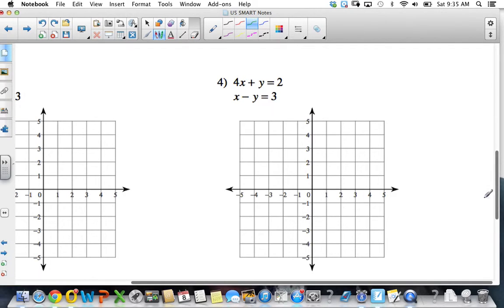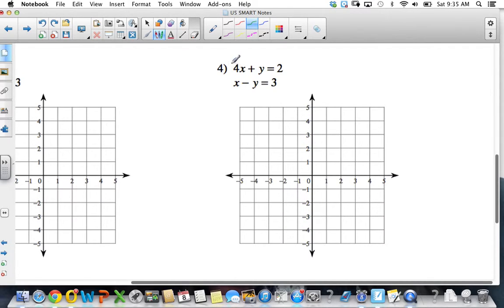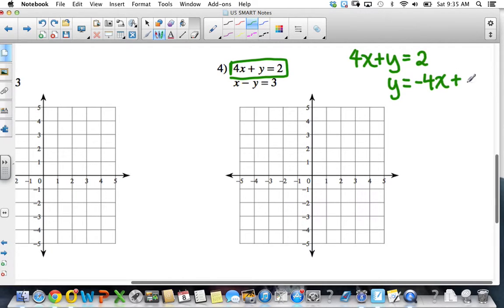Now I like to use colors because I'm a visual person, and some teachers will number their lines, but I like to use colors. So I'm going to first solve this for y, and remember, when I say solve for y, I just mean get y by itself. And I simply do that by moving the 4x over, and it becomes negative. So now I'm ready to graph.